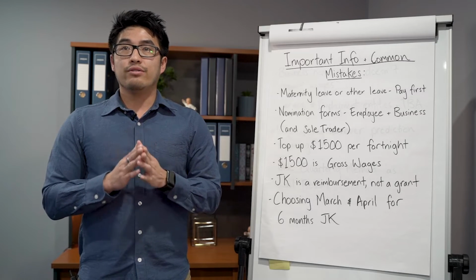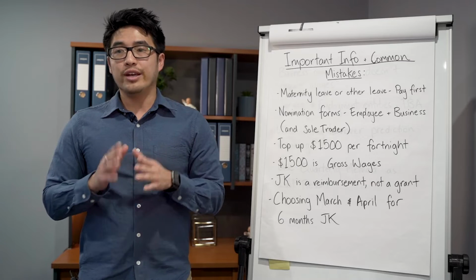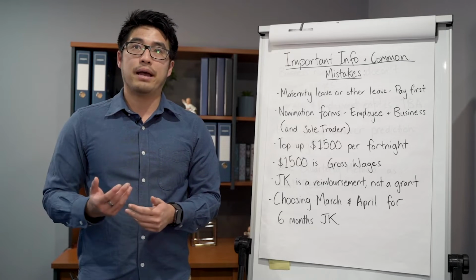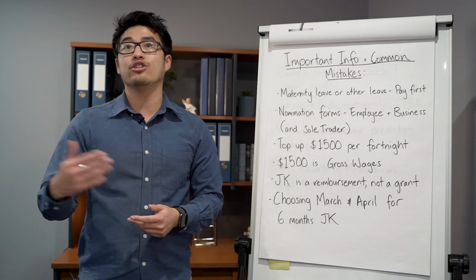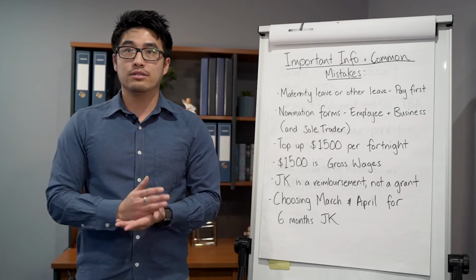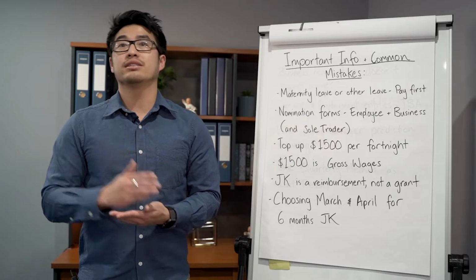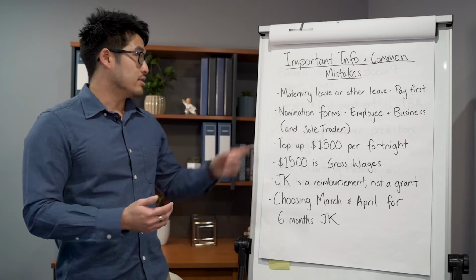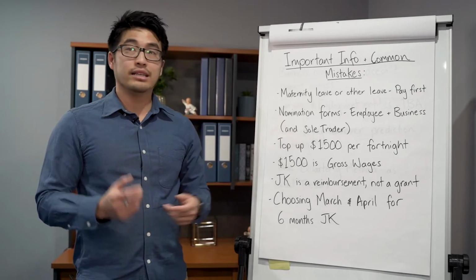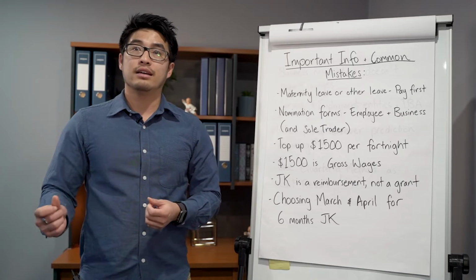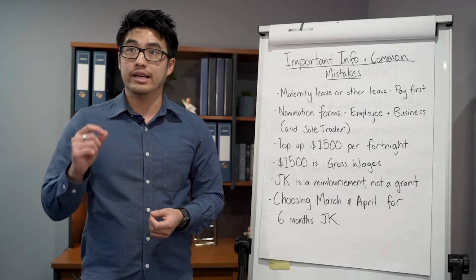A lot of business owners think that this is a grant. This JobKeeper payment is going to come into your bank account and then you're going to pay your employees. But this is not exactly what's happening. This JobKeeper payment is a reimbursement of your wages. What that means is that anyone that's eligible for this payment has to be paid first to get it.